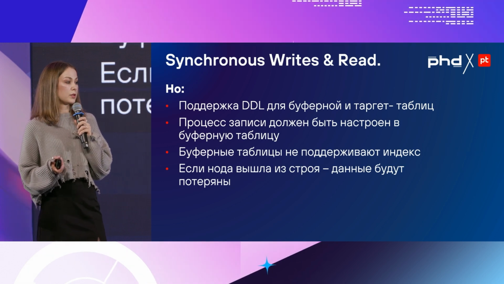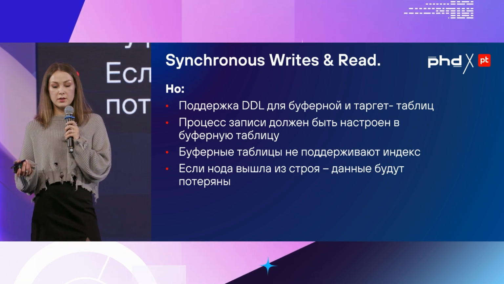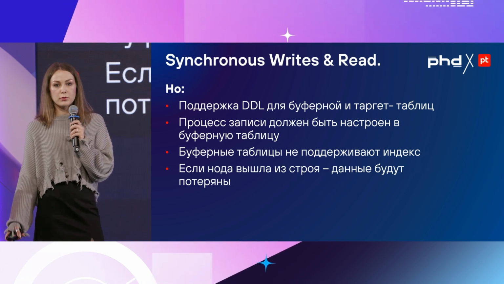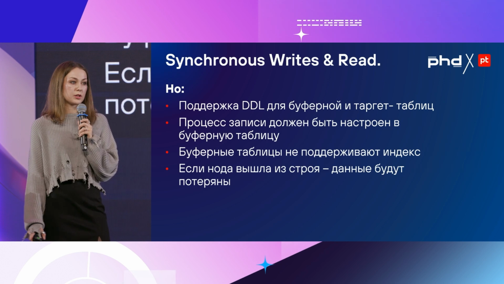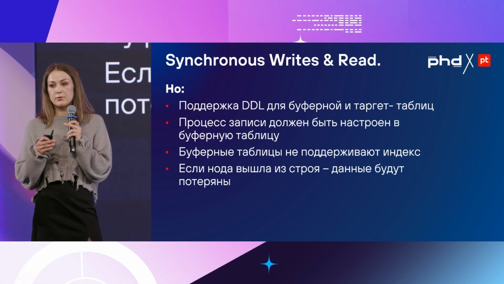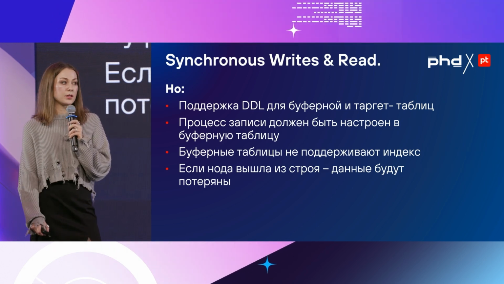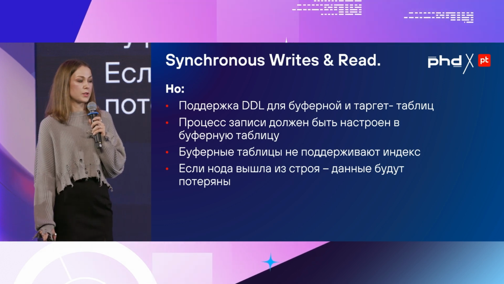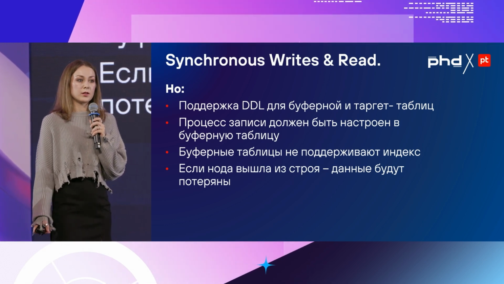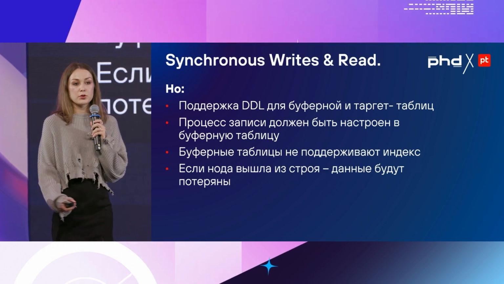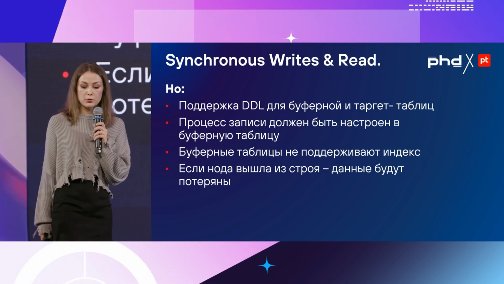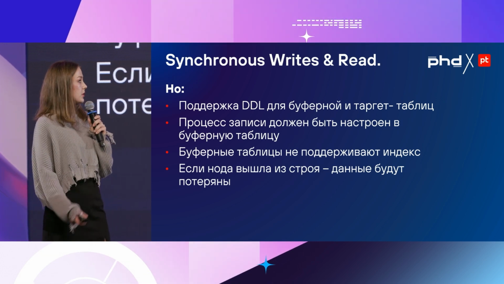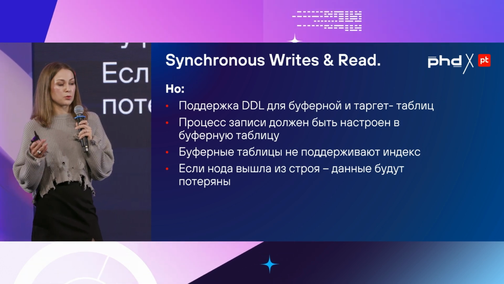But we also have to support the DDL of our destination and the buffer table. If we add a new column, that's fine. The buffer table could insert the data in the overlap of the columns. But if we add data of a type that is incompatible in the buffer table, then when we flush, the data will be lost, and we will not even know that this has happened.